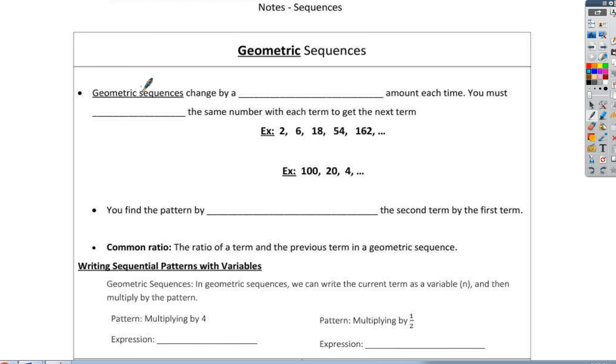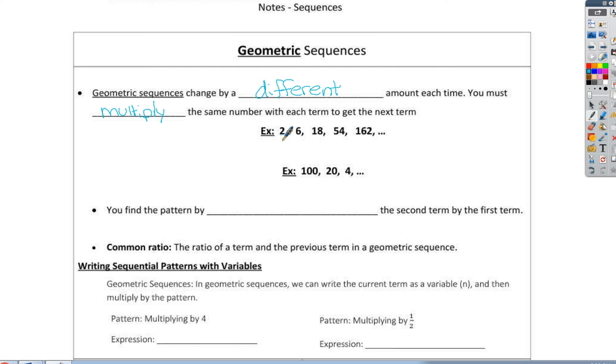So the second type of sequences we're going to talk about are geometric sequences. And geometric sequences change by a different amount each time. You must multiply the same number with each term to get the next term.